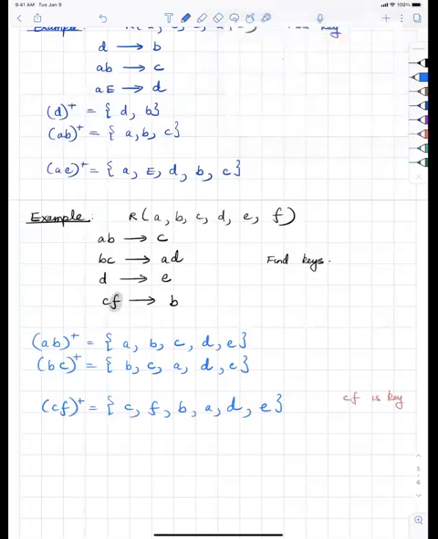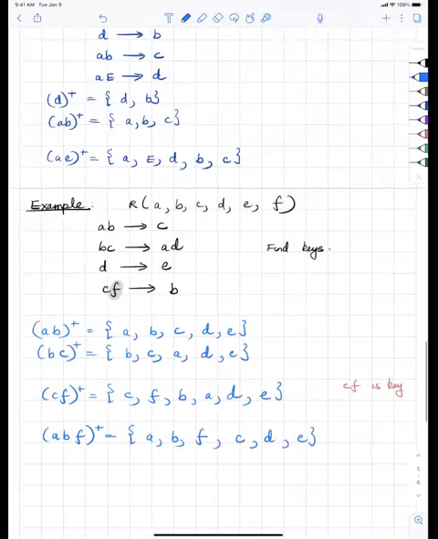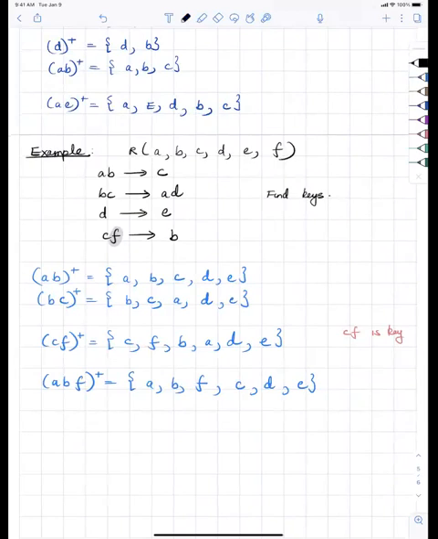And so if you look at ABF also, you can find that it's a key. So let's look at ABF plus. It will give you A, B, F, which comes by default. So from AB you'll get C, BC will give you D, and then D gives you E. So ABF is also a key. So we have two candidate keys.